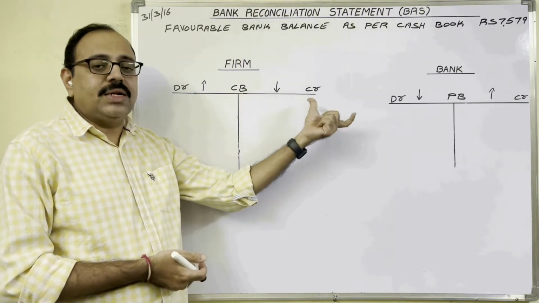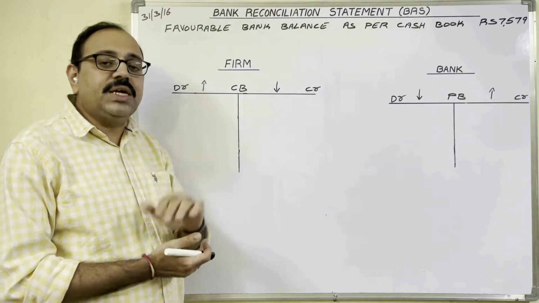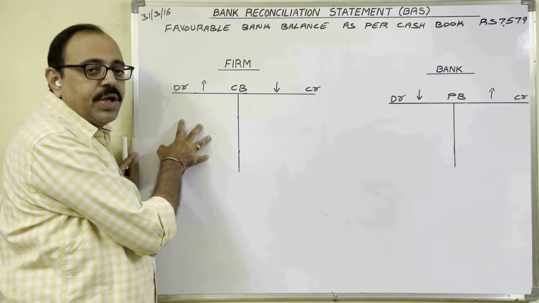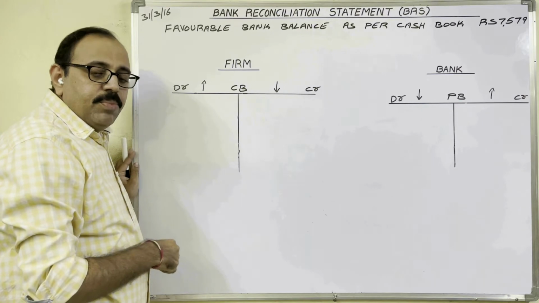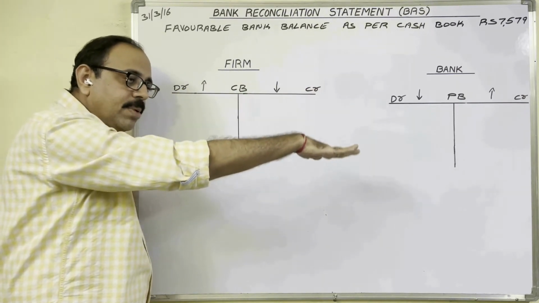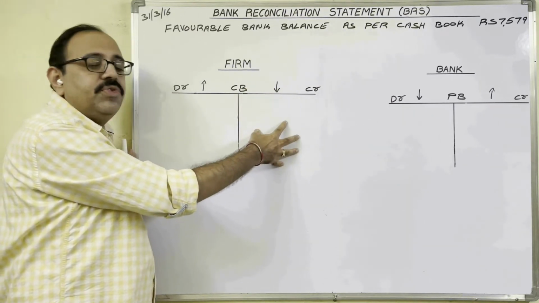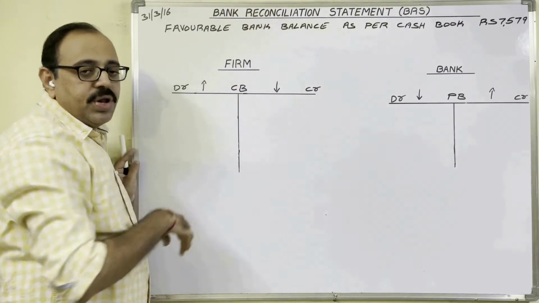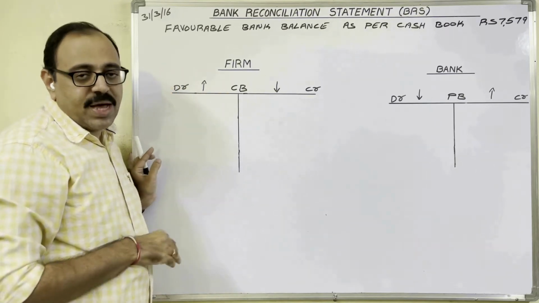Because of a bank transaction, if the firm's favorable bank balance is increasing, it should be recorded in the cash book on the debit side and in the passbook on the credit side. Because of a bank transaction, if the firm's favorable bank balance is decreasing, we have to record the transaction in the cash book on the credit side and in the passbook on the debit side. So these rules are very important to prepare a BRS.